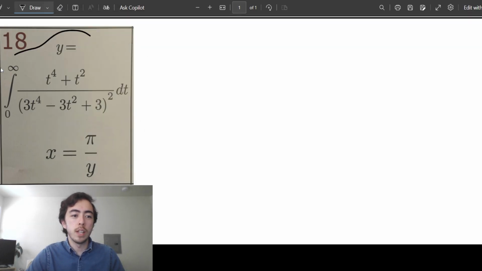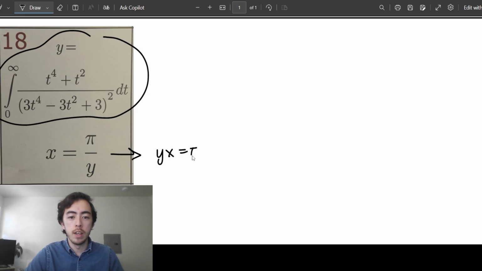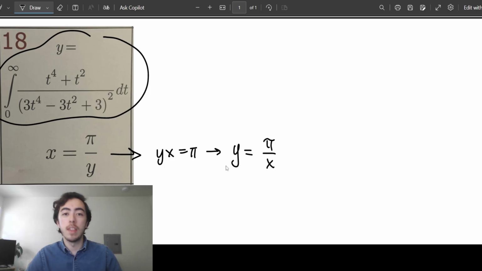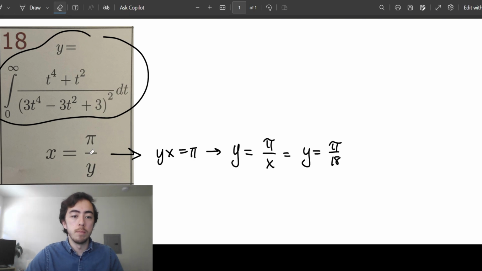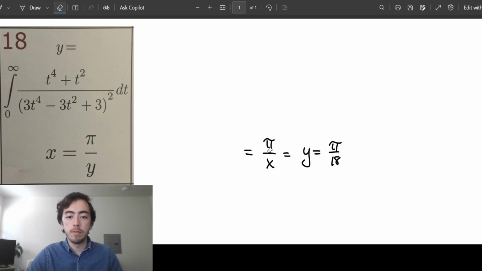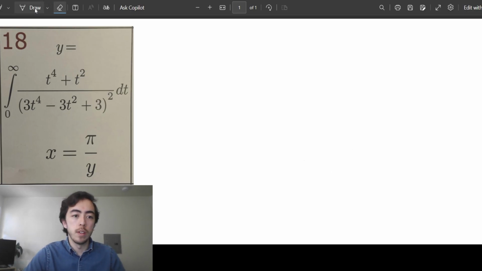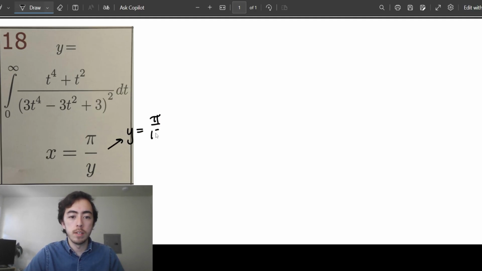Just so we can concentrate mostly on this, let's rewrite this bottom equation. We could multiply both sides by y and then divide both sides by x, just so we can isolate y. And so assuming that x is 18, we should get y is equal to pi over 18 for today. So if we get pi over 18 for our integral, then we have solved the problem. So I'll keep a mental note that this right here means y should be pi over 18.